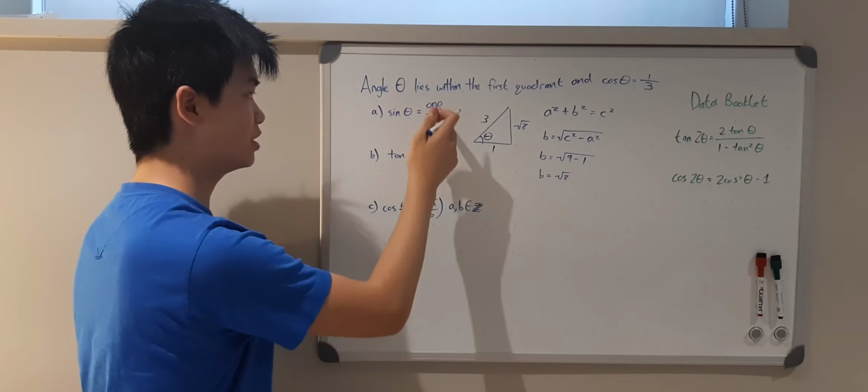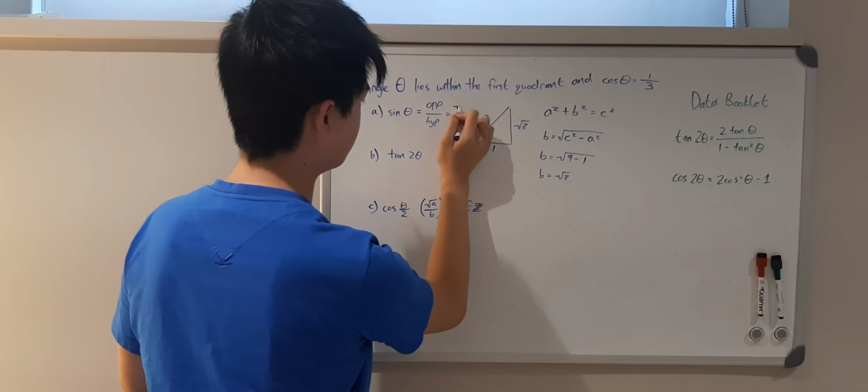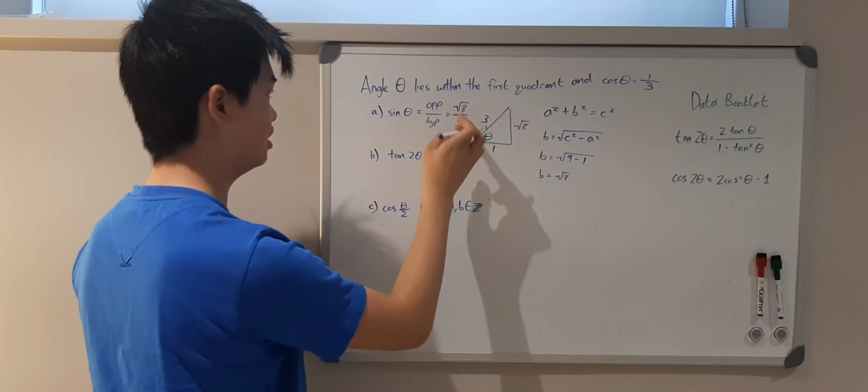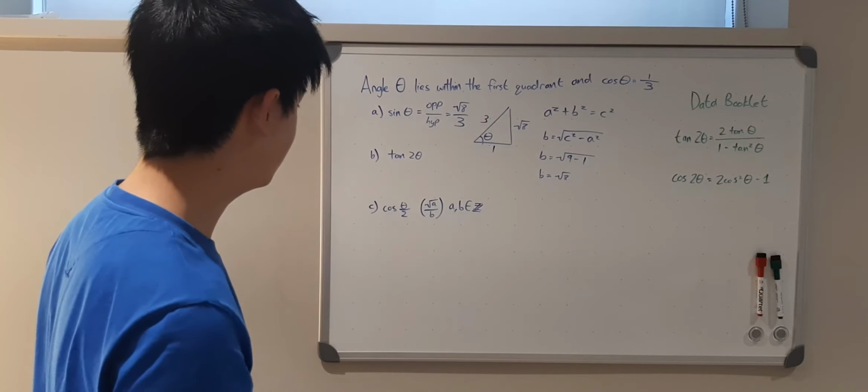Okay, so opposite over hypotenuse. The opposite is root 8. The hypotenuse is 3. So sine theta is root 8 over 3. And then tan 2 theta.